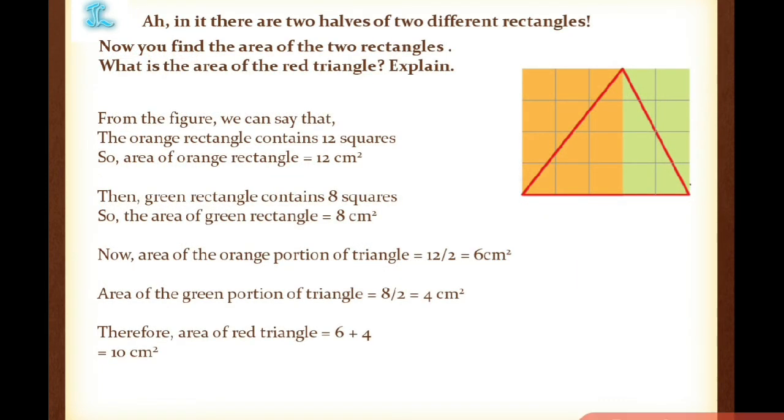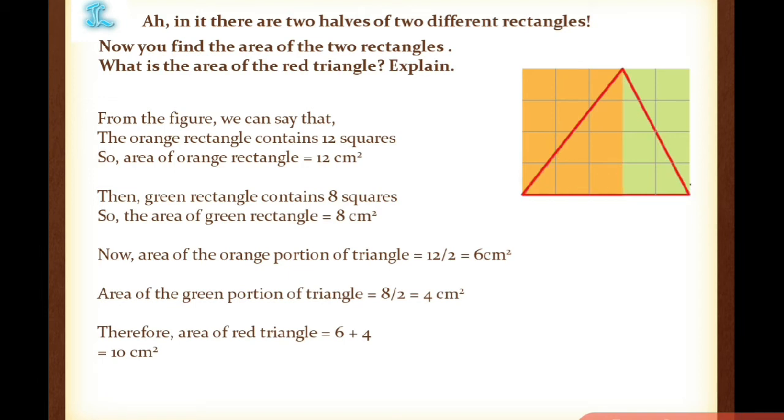In that, there are two halves of two different rectangles. Yes or no? Here one orange rectangle is there, one green rectangle is there. Two rectangles are there. Now find the area of the two rectangles. What is the area of the red triangle? And they are also asking the area of the triangle. And seeing this, we can exactly say that this part, yes or no, is exactly half of this orange part. And when we see this, this is exactly half of that green part. Yes or no?